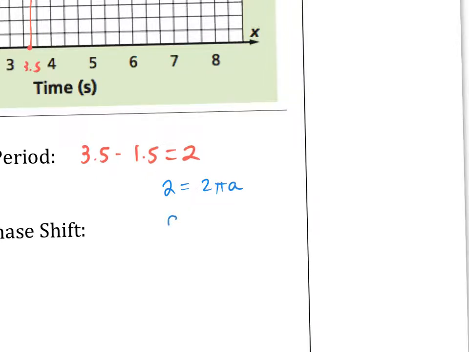Now, when I solve for A, I get 2 over 2 pi. Why can't you just cancel out the 2 instead? Oh, you can. Yeah, sorry. You could simply reduce like that, and then it's the reciprocal of pi.